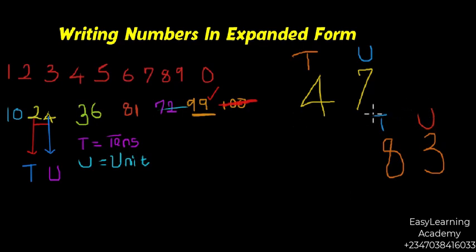All right, now I want us to understand something: when we say tens place here, it means that the number is made up of tens groups. Each group here is of 10.